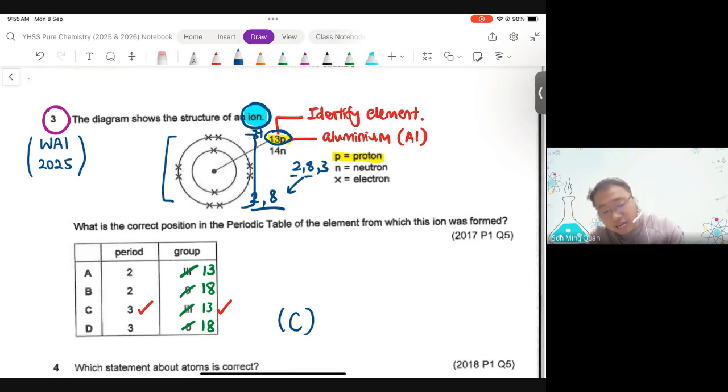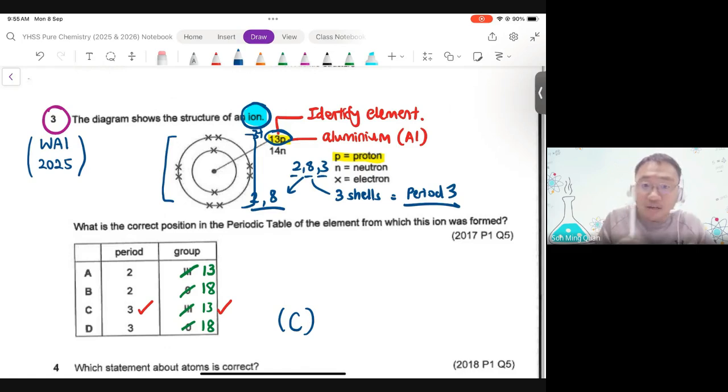2-8-3 has 3 valence electrons. It has 3 shells. If it's 3 shells, it's period 3. Those of you who chose A, the 4 of you who chose A, that means either you didn't work out the element or you didn't know that number of shells is the period number. Either way, it means you got to revise ions again. Now, for those of you who chose B, this means you got confused and tricked by the 2-8. So again, the first step is always to identify the element based on the proton number. All right? Now, for the 5 of you who chose C, great, well done.